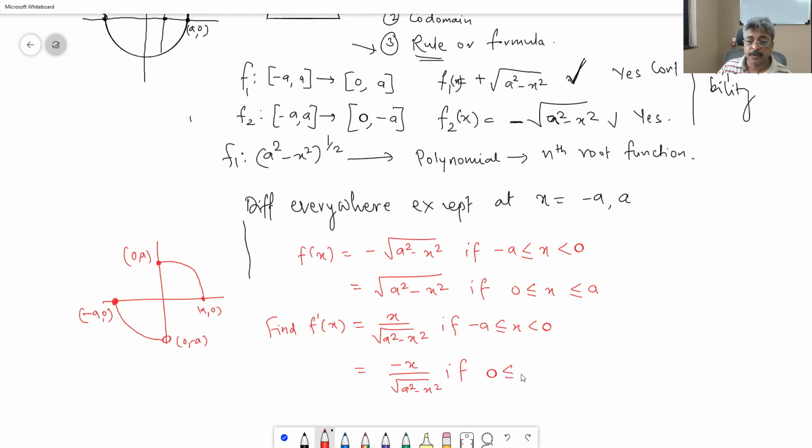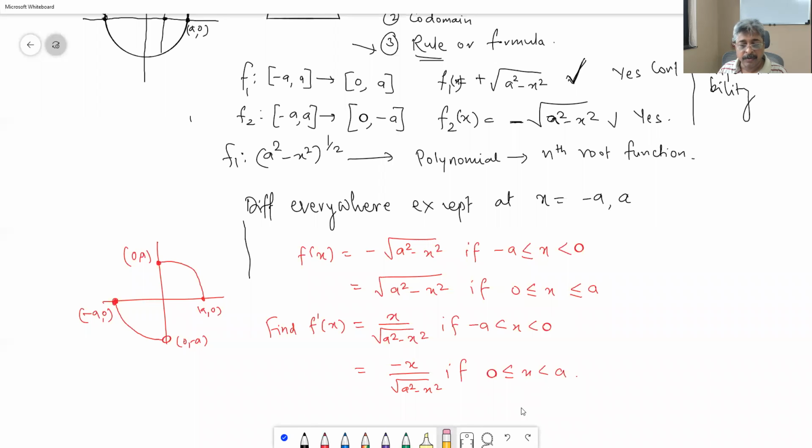Yes, sir. So basically there we need a strict inequality, right? X strictly bigger than minus a and x strictly less than a. Also correct, strictly greater than 0, because otherwise we will fail.